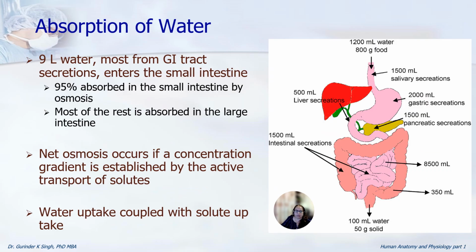How is the water absorbed? Approximately 9 liters of water, mostly from the GI tract secretions, enters the small intestine. 95% of it is absorbed by osmosis because the salt concentration around is higher, and the rest is absorbed in the large intestine. The net osmosis will occur if the concentration gradient is established by the active transport of solutes. So water uptake is coupled with that of the solute uptake, which is your sodium.